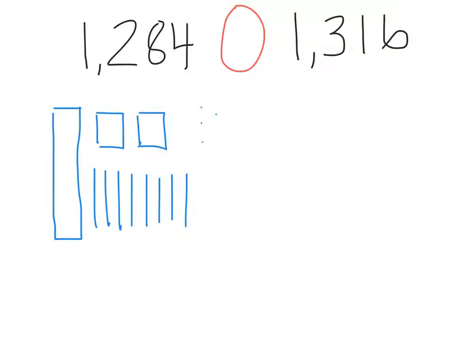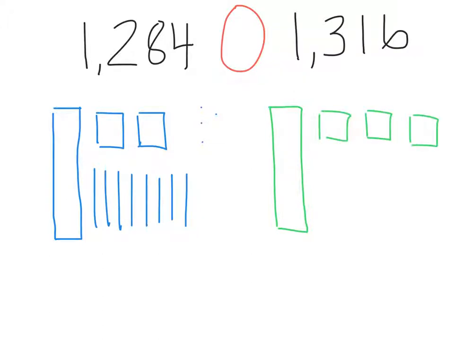So that quick draw shows me 1,284. Now I'm going to draw my other one. I'm going to draw my 1,000 block. I'm going to draw 300 squares, 1 ten, and then 6 ones. 1, 2, 3, 4, 5, 6. Now I want to compare which number is greater.